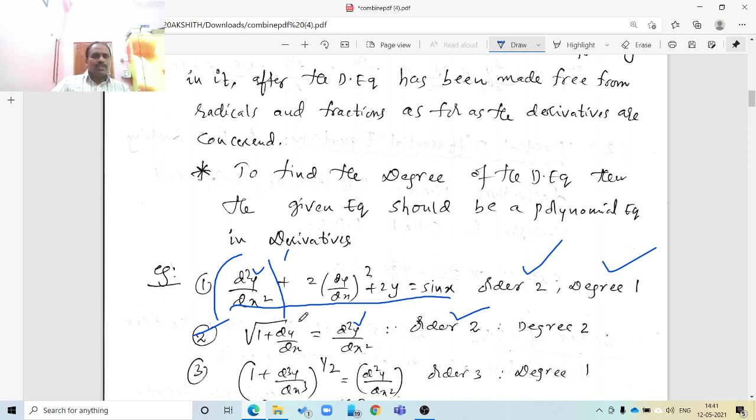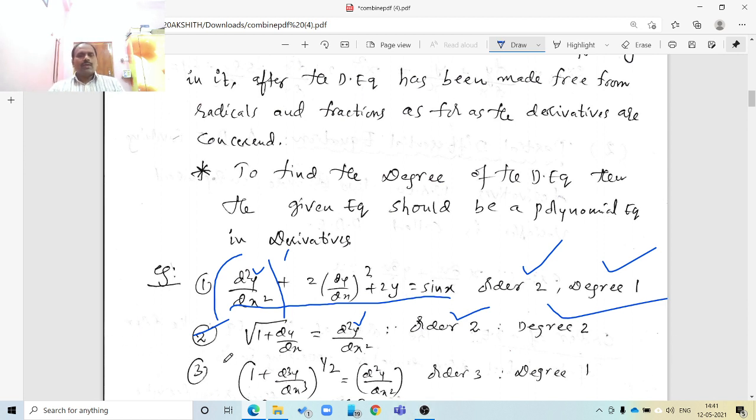Before going to find the degree, first you express the given equation as a polynomial. For that you can square on both sides. Then you will get 1 plus dy by dx is equal to (d square y by dx square) whole square. Therefore what is the highest order derivative here? d square y by dx square. Its power is 2. Therefore degree is 2. So this is the second example.